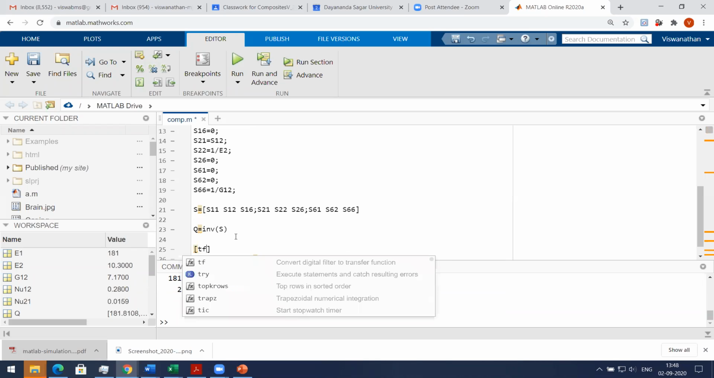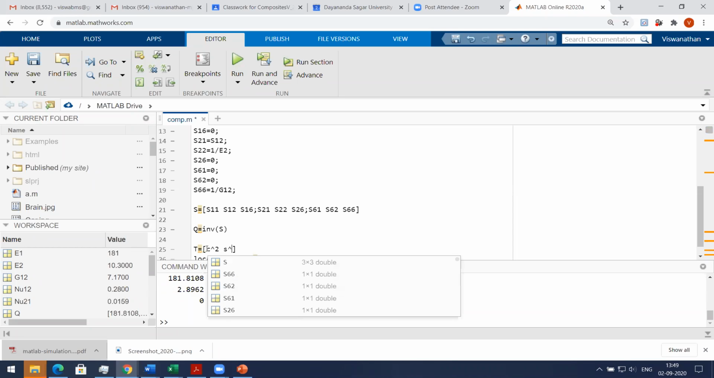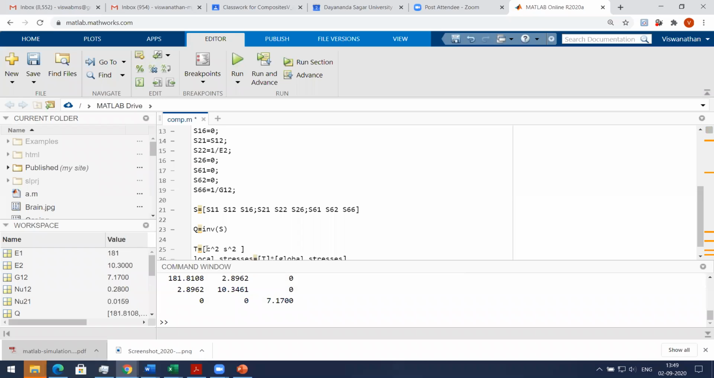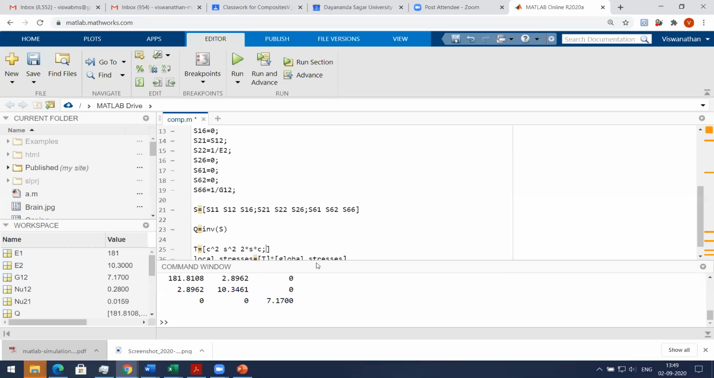So what is the transformation matrix equal to? We had written that previously. You can just write it as T here and then give C square, S square, and then 2SC. See how I am typing this: 2 star S star C. Don't type it as 2SC. And then I go to the next row. How do I go to the next row here?